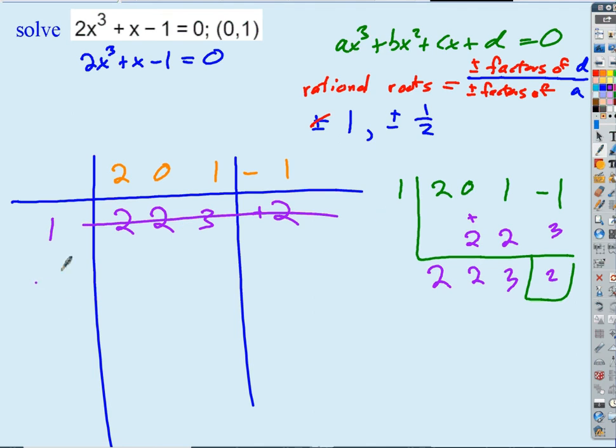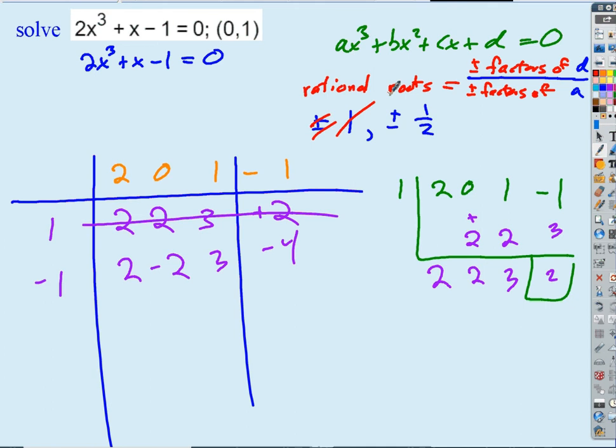We drop down and try -1. Bring down the 2. 2 times -1 is -2 plus 0 is -2. -1 times -2 is 2 plus 1 is 3. -3 plus -1 is -4. So the negative crosses off, and we just move down the list. See how that works? Yes. Okay.